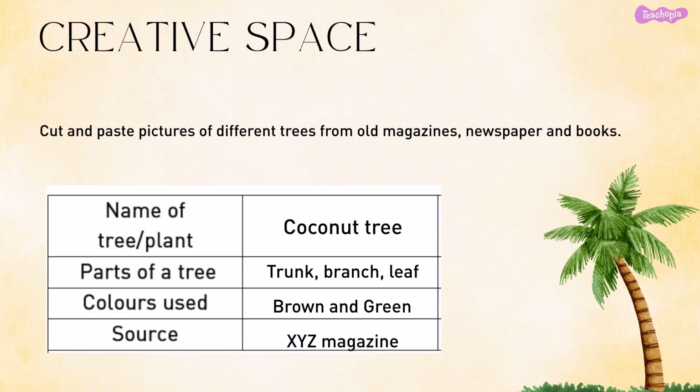The next part is the creative space. Here you can cut and paste pictures of different trees from old magazines, newspapers and books. Do encourage the children to write a few lines while they are doing this activity. They can write down the name of the tree or the plant, the parts of the tree, the colors used, and the source. For example, as you can see, here there is a coconut tree. The parts of the tree are trunk, branch, and leaf. The colors used are brown and green, and the source could be any magazine.